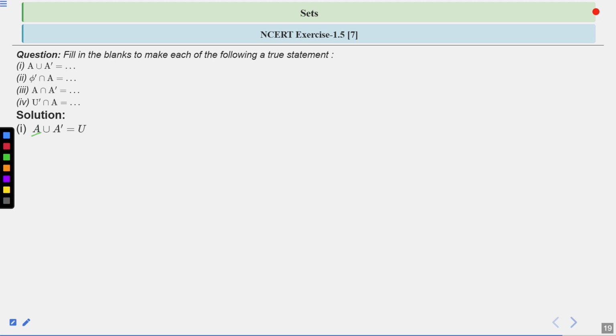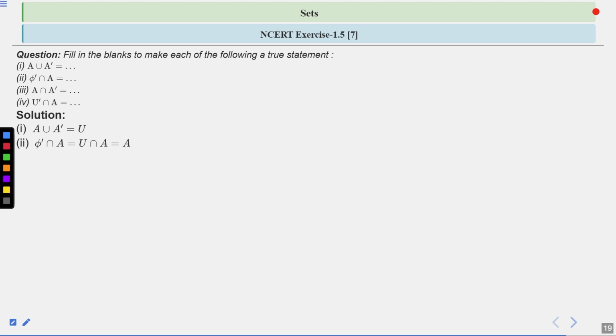A set and the complement set union will be your universal set itself. Why? Because set A is already described, and in A complement you are collecting all the elements of the universal set which do not belong to A. So we are collecting all the elements which belong to A as well as which do not belong to A, and that collection will be the universal set.